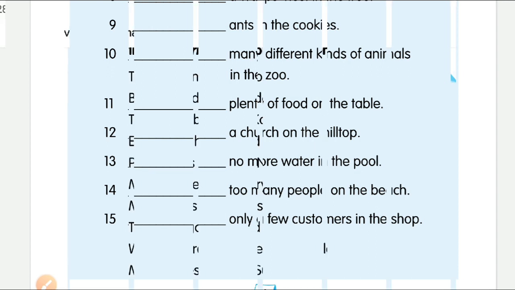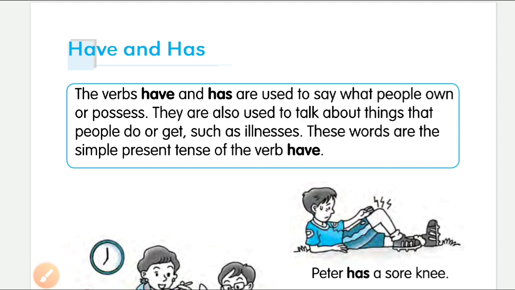So now we will move to the next part. One more thing is there: have and has. Generally we use have and has in many places, but still we have some confusions. These are also verbs, but with ownership or possessive conditions.